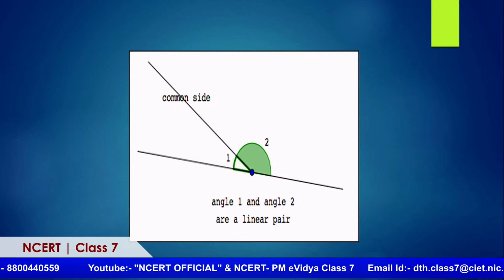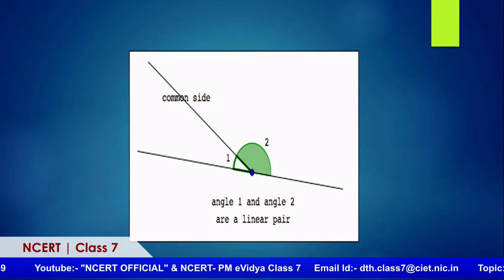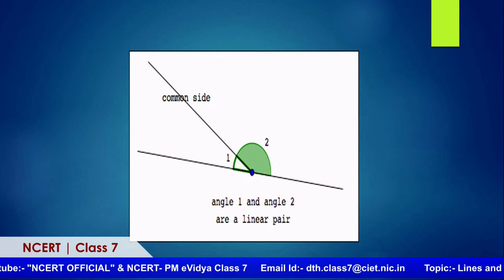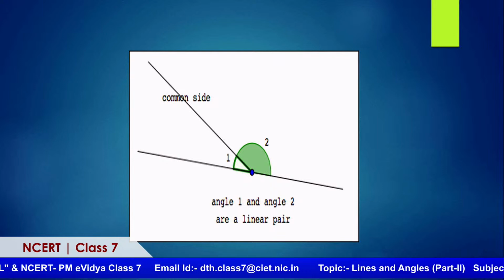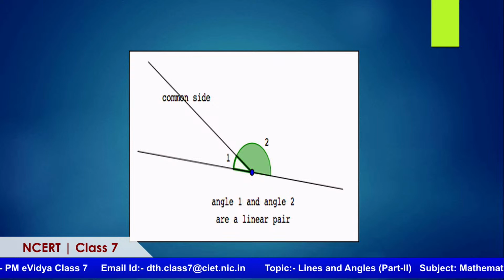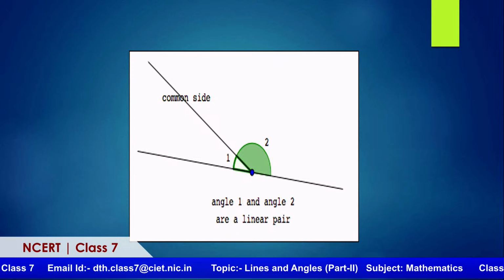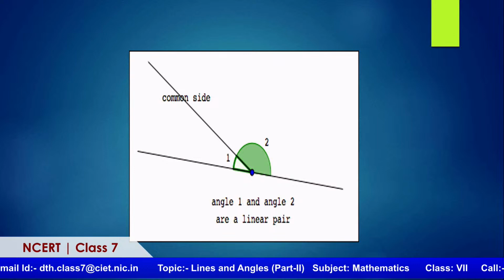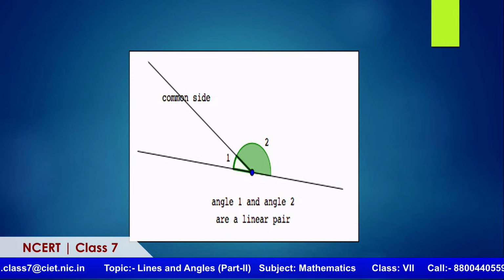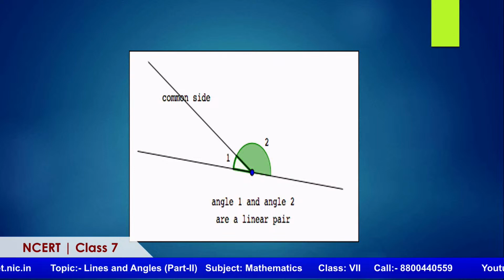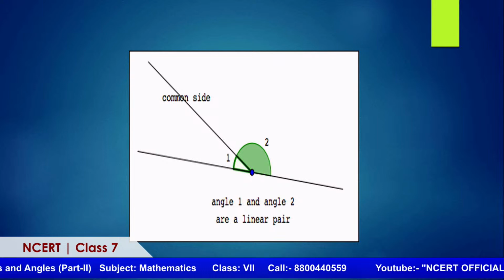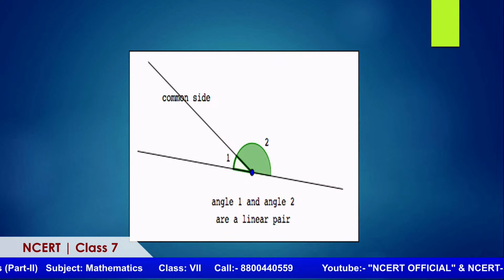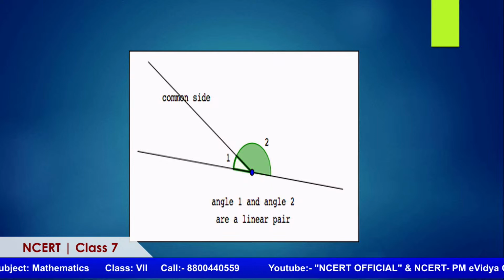One important observation here, children: if I increase the size of angle 1, what will happen to angle 2? The size of angle 2 will decrease, yes, isn't it? Because the sum has to be 180 degrees. So, as the measure of angle 1 increases, the measure of angle 2 will decrease. I hope it is clear.